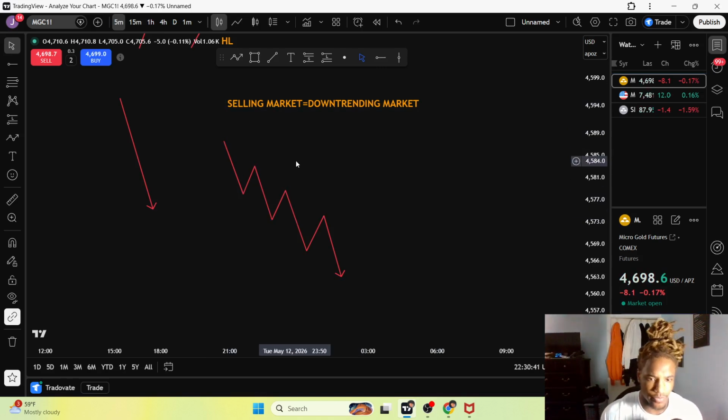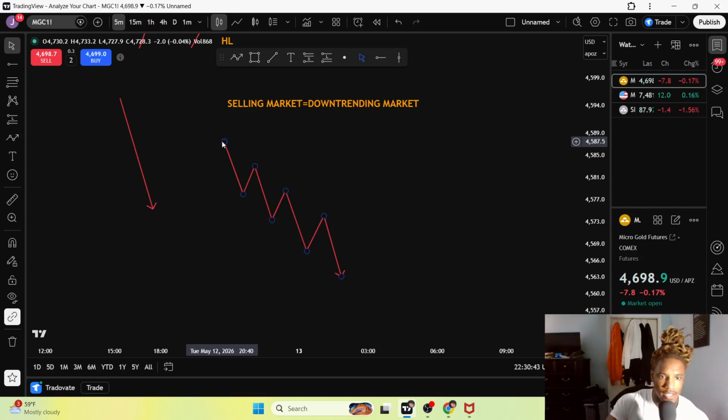Now, as you can see, this is the original point of where the market started selling from, right? The market came down. This is known as a low. The market came up. However, you notice that this low never came higher than the original point. So what does this low be? What is this low called? A lower low. I mean, my bad. A lower high. My bad.